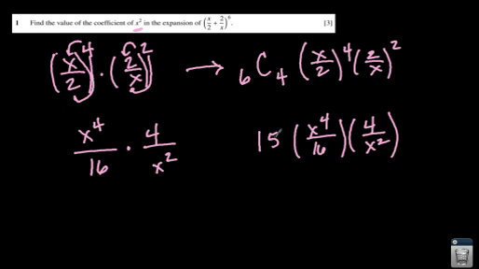So I'm going to reduce this really quick, cross reduce. And if you don't want to cross reduce, you don't have to, but I think it's easier. 4 goes into 16 4 times. So I end up with 15 divided by 4 x squared. So my answer is the coefficient of x squared is 15 divided by 4.